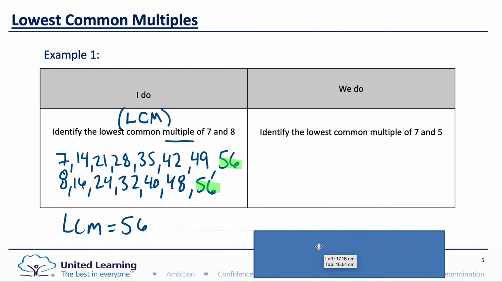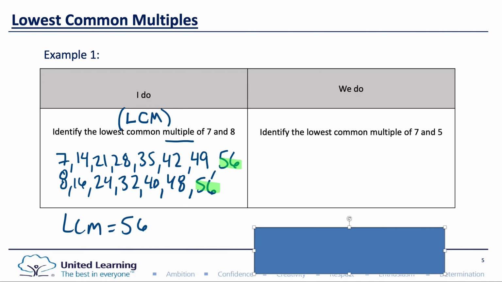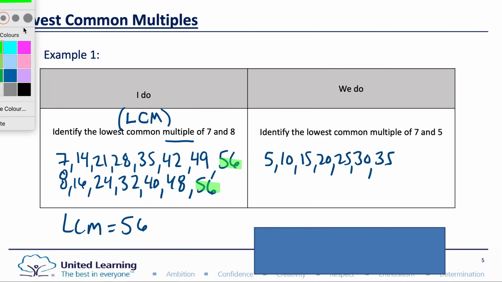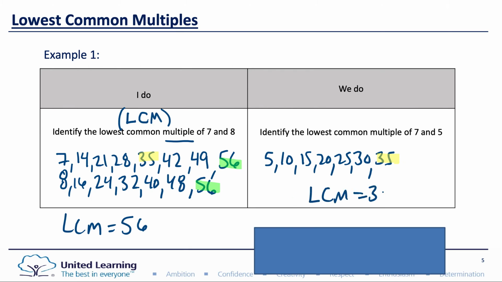Can you please pause the video and attempt this one? All right, let's find out. So we already have the 7s here, so I'm not going to list them, but I'm going to list the 5s. 5, 10, 15, 20, 25, 30, 35. I'm going to stop there because hopefully what you noticed is, I'll pick a different color, 35 would be the LCM for this one. So the LCM between 7 and 5 is 35. Perfect. Okay.